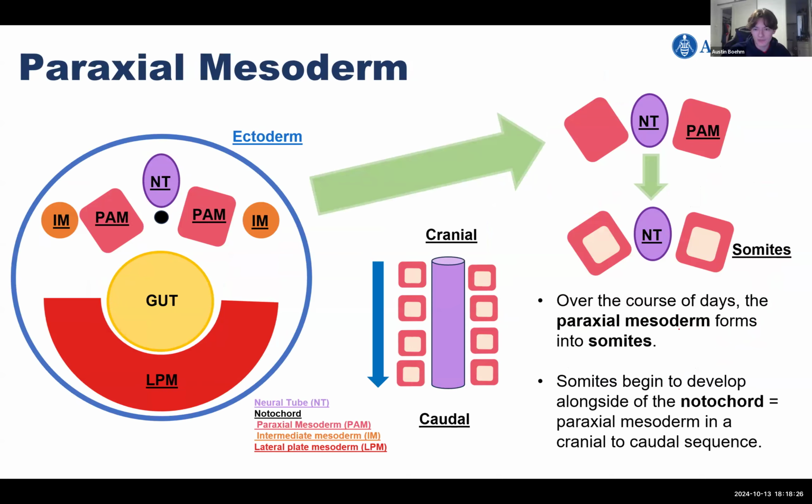But the paraaxial mesoderm, para means beside, and axial, I think of it as the central axis of the body. The paraaxial mesoderm is forming into a structure called somites. And that's starting from a cranial to a caudal end, meaning it starts at the head and slowly works its way down. And that's happening beside this notochord, which is an important structure to differentiate the midline for development in the embryo.